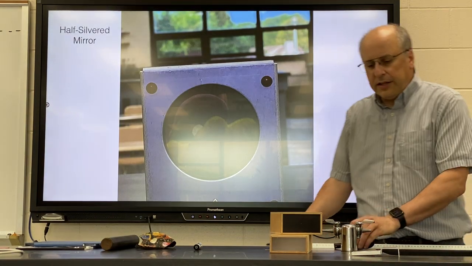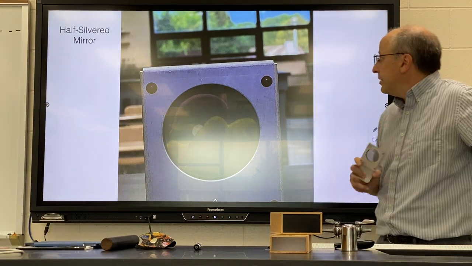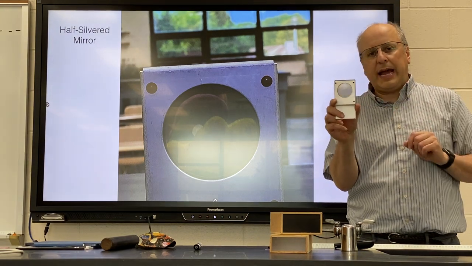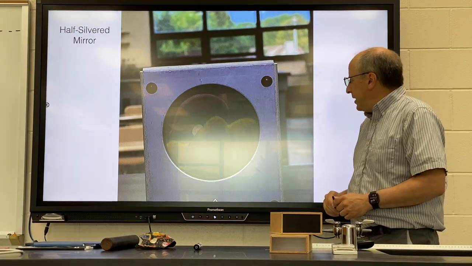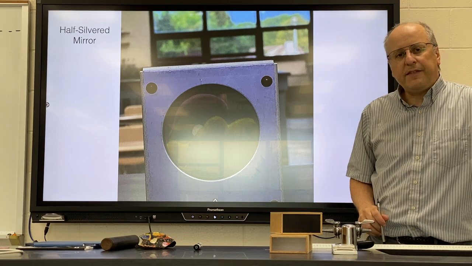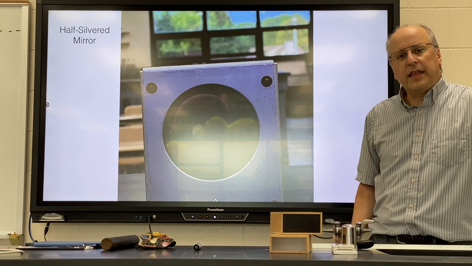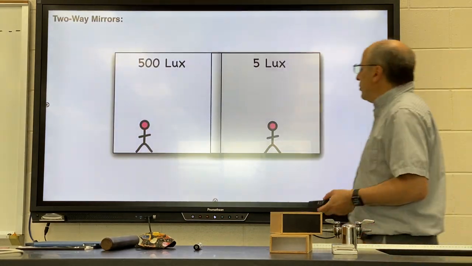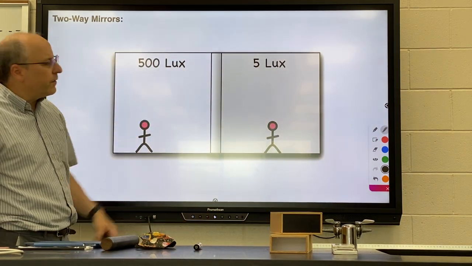Okay, the next thing I'd like you to know about is a thing called a half-silvered mirror. This half-silvered mirror is both mirror and glass, so you can see a reflection of Wally Gator, but you can also see through this. If it's perfectly half-silvered, half of the light that hits it will reflect, and half of the light that hits it will pass straight on through. So we can use these, like in a police interrogation room, to separate out the two different rooms.